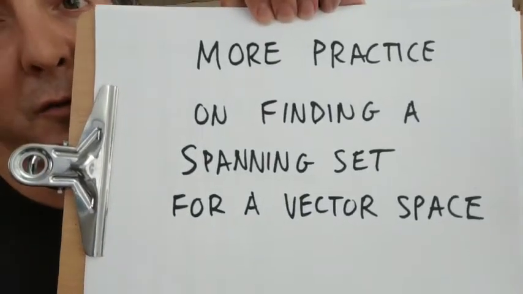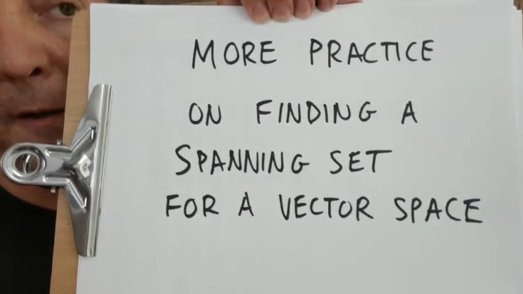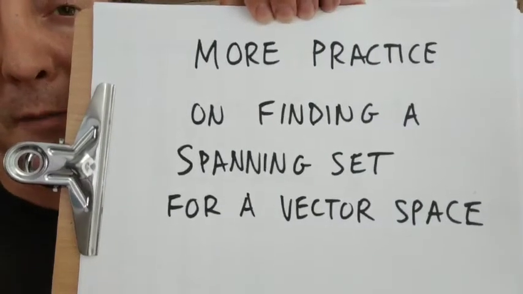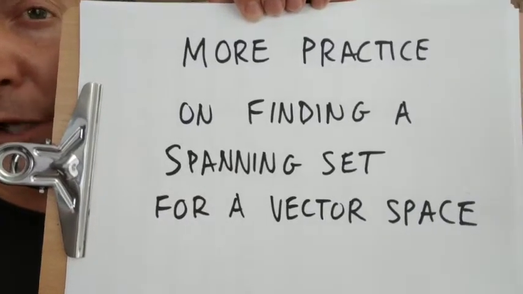Now there's a trick to finding spanning sets for a vector space. And the trick doesn't really have a name. So I want to do a couple of examples of it and see if you can catch on to what I'm doing.